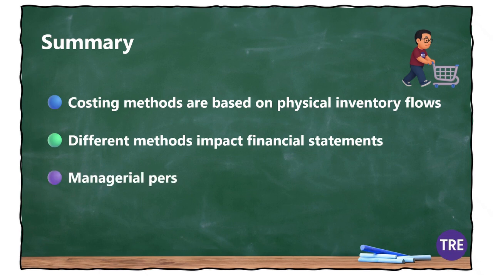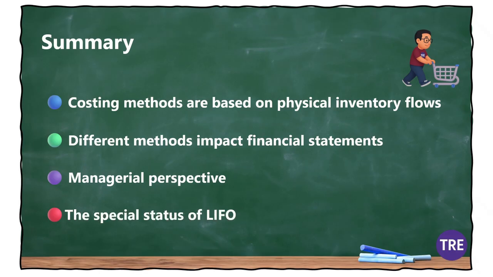Third, from a managerial perspective, this becomes more than just accounting. It's a strategic decision, balancing reported profit, taxes, and performance indicators. And finally, LIFO has a special status. It's accepted under US GAAP, but not under IFRS, meaning international companies can't use it for financial reporting. So, the takeaway is simple: inventory methods don't change the actual goods, they change how those goods are valued, taxed, and interpreted on the financial statements.